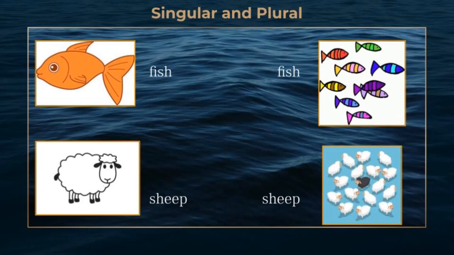Let's move to the next example, that is sheep. Just one sheep is there in the second example. The singular noun is sheep and the plural form of sheep is also sheep. Students, in the first example, the singular noun is fish and the plural form is also fish. In the second example, the singular noun is sheep and the plural form is also sheep.